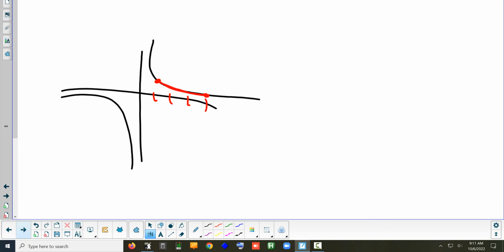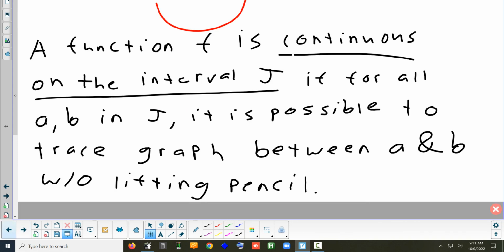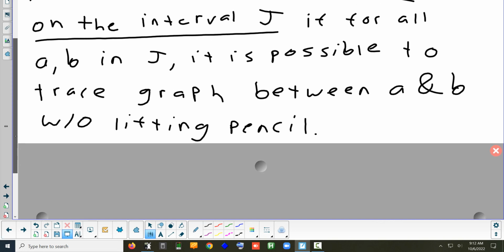For this graph, that's not true. If you start at a certain point and you end at a certain point, you could give me values where I would have to lift my pencil if you said, trace between this number and that number. It is possible you give me a section that is not continuous. It's also possible you give me one that is continuous.